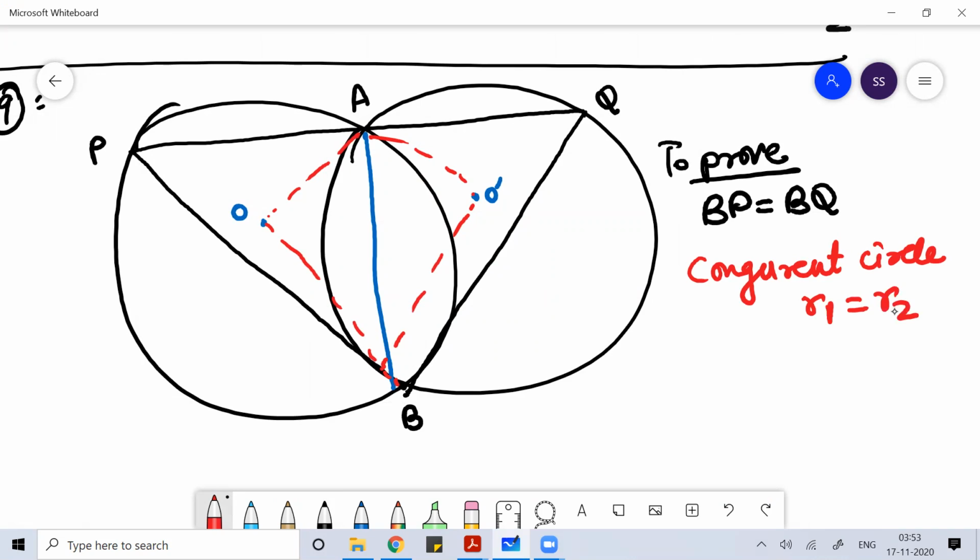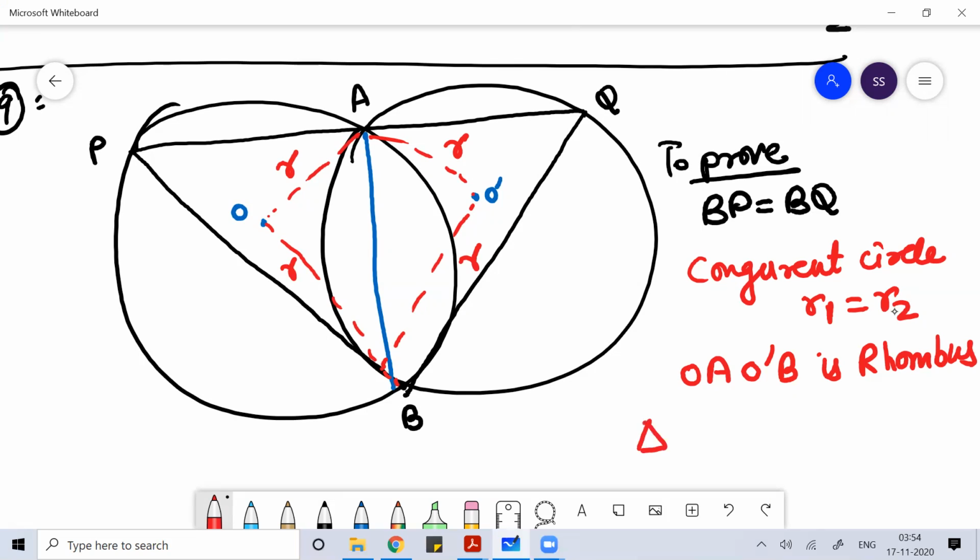It means OAO dash B is a rhombus, no? All sides will be equal because this is R, and this is also R. This is R and this is R because they are congruent circles, so the radii are equal. So OAO dash B would be a rhombus, and so all sides are equal.